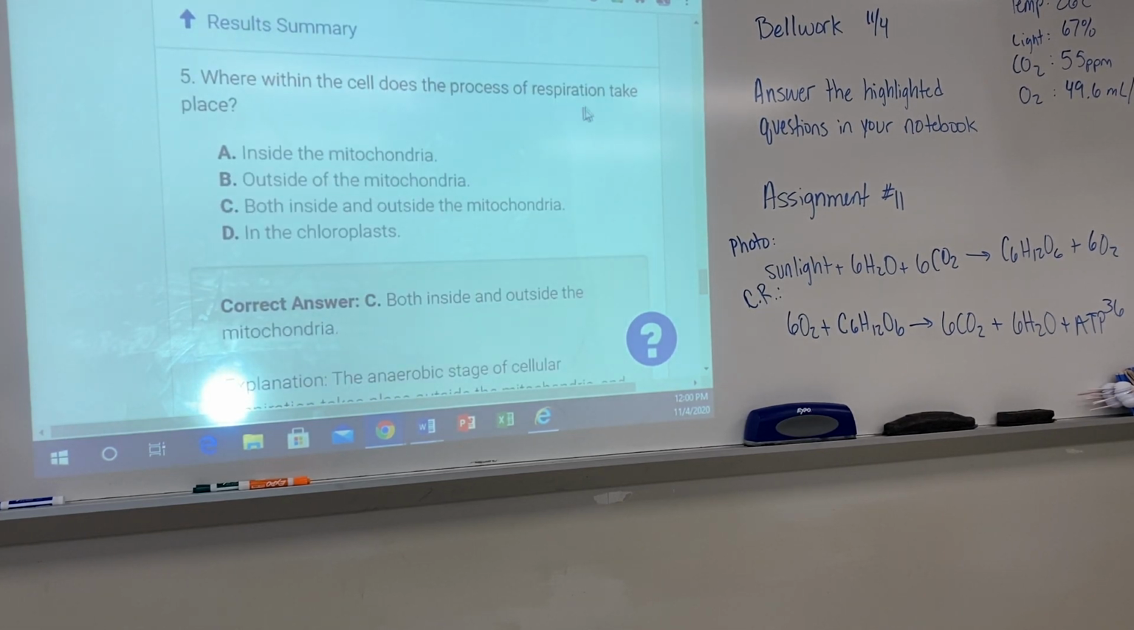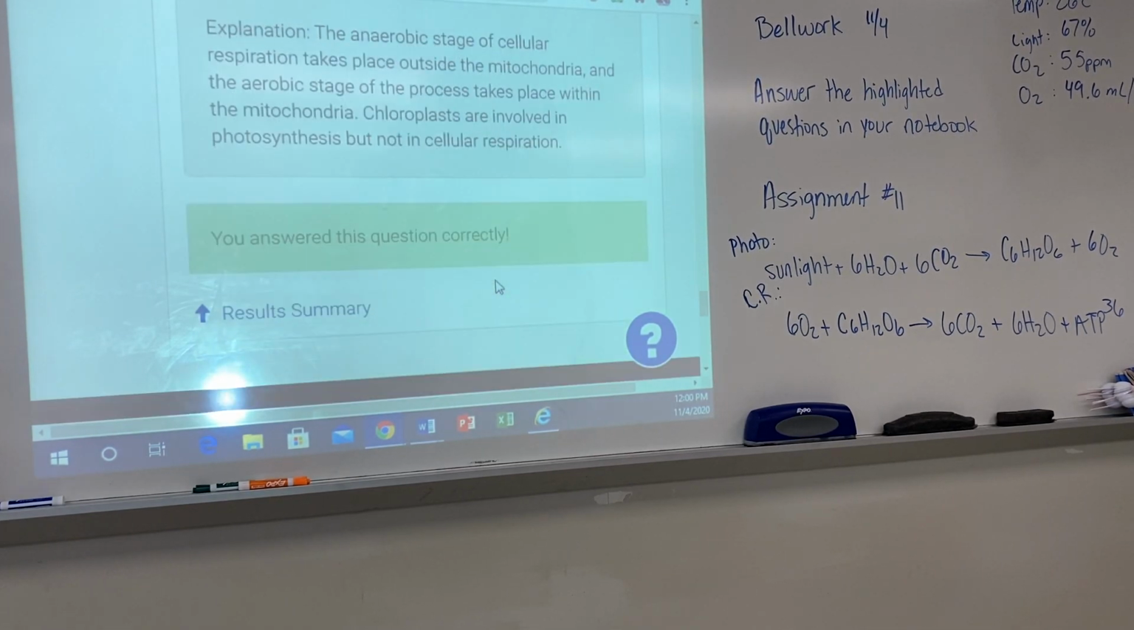Where is respiration taking place? Both. Because your glycolysis is the breaking down of sugar. Where is that taking place? Outside the mitochondria, in the cytoplasm, not the chloroplast. Please tell me that you're joking, Russell. Russell, you need to study.